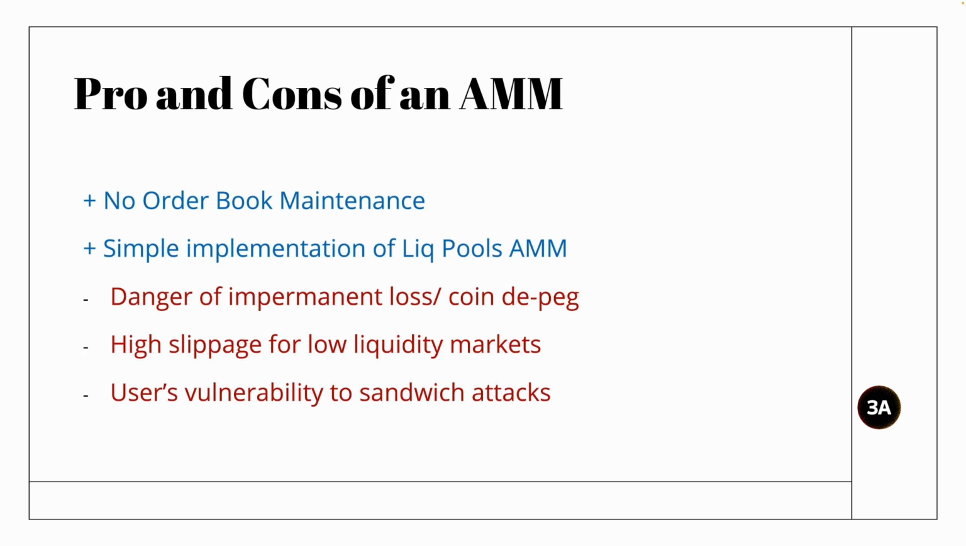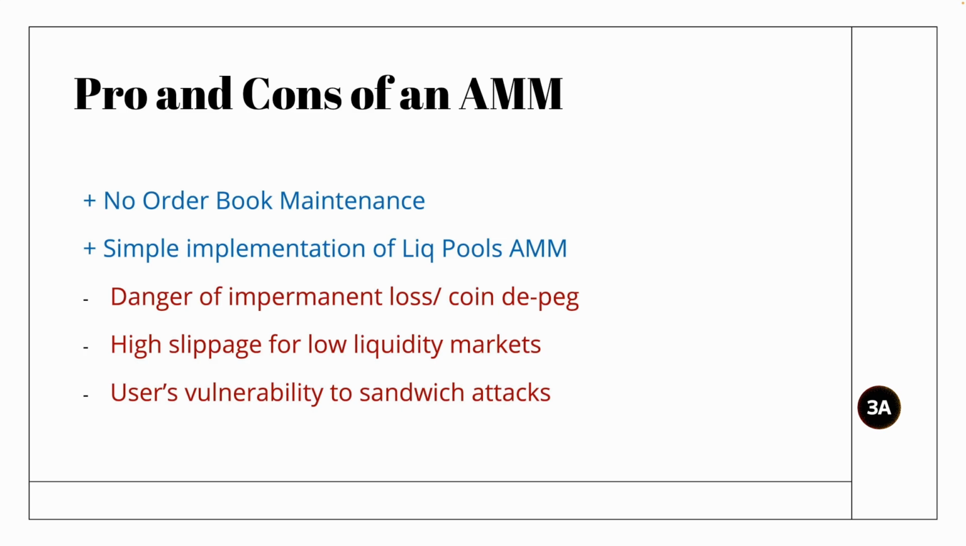Let's look at the advantages and disadvantages of AMMs. So what are the pros and cons of an AMM? Look at the list. The great thing is that there is no order book maintenance. You don't have to add new orders, cancel orders, etc. Another advantage is that it's relatively simple to implement a constant product AMM. The execution of a simple trade is relatively cheap, so the gas costs are rather small too.